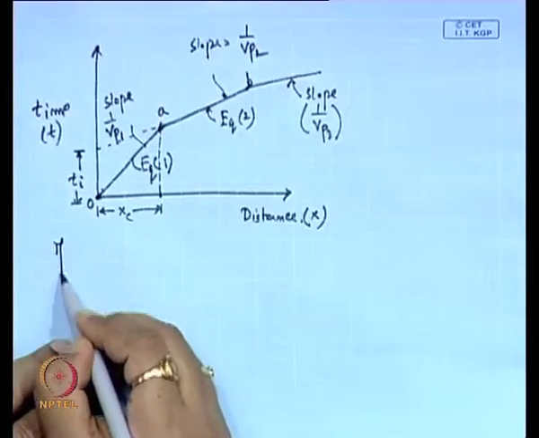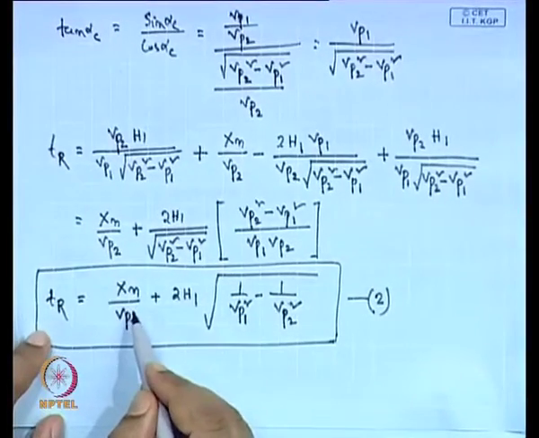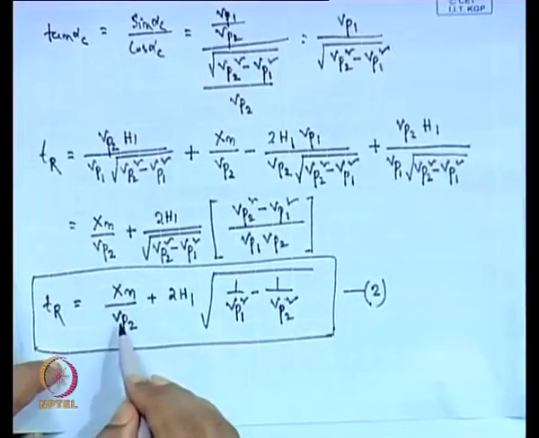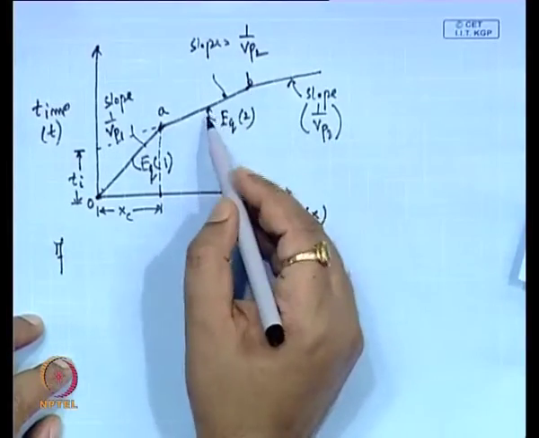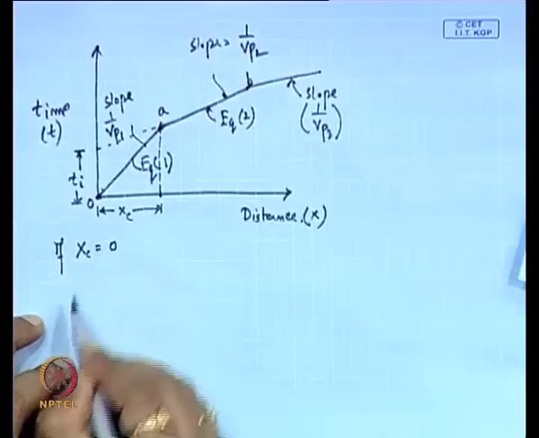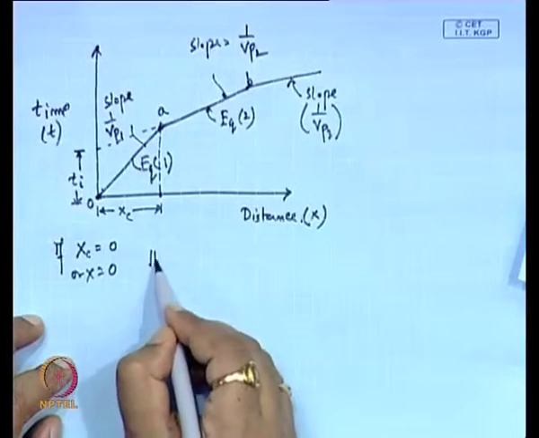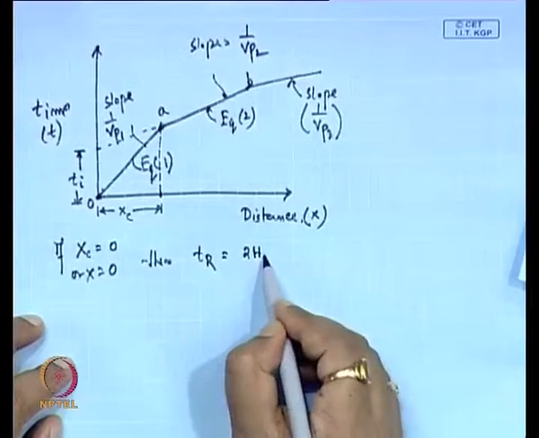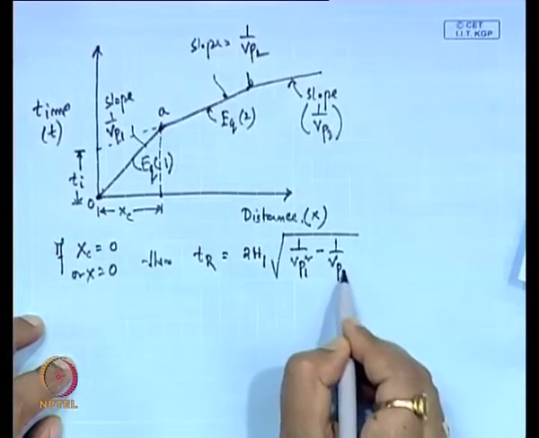Now, in expression 2, that is in this expression, if x is 0, which is this, because this second straight portion represents equation 2. So here, if x is equal to 0, then T r will be equal to 2 H 1 root over 1 by V p 1 square minus 1 by V p 2 square.